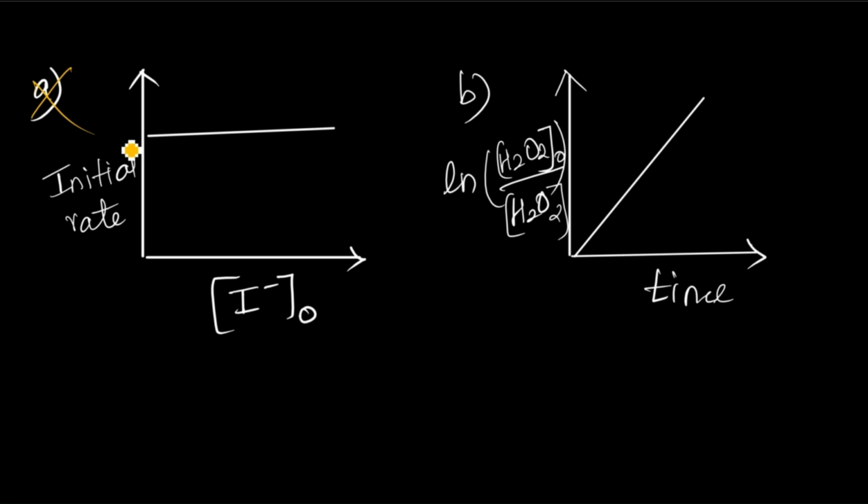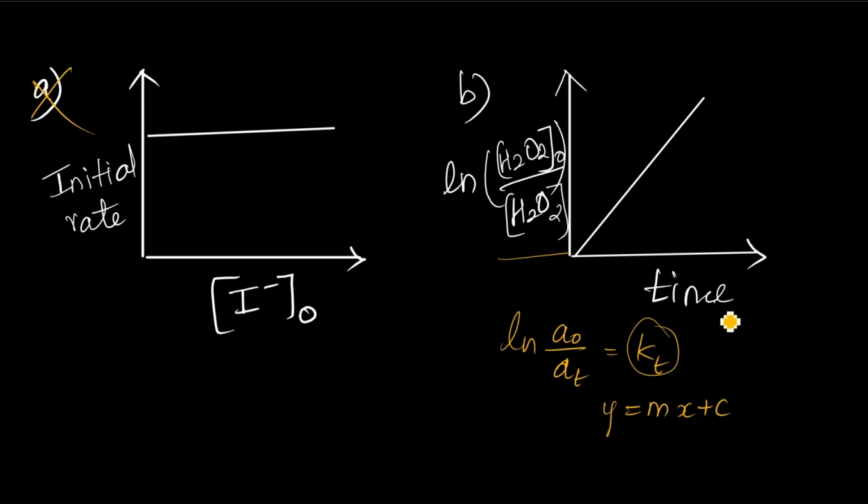Talking about option B. The rate determining step involves I minus, so the rate would be proportional to I minus. Talking about option B, here I'm having ln of H2O2 initial and final versus time. So you know that ln A0 by At is equal to kt, isn't it? Just compare it with the linear equation y equals mx plus c. So y is ln A0 by At, m is k, x is time, which makes the linear, straight line equation. So option B is right.